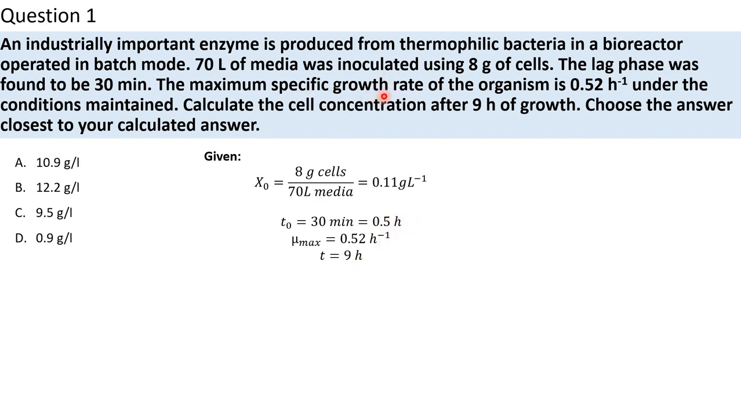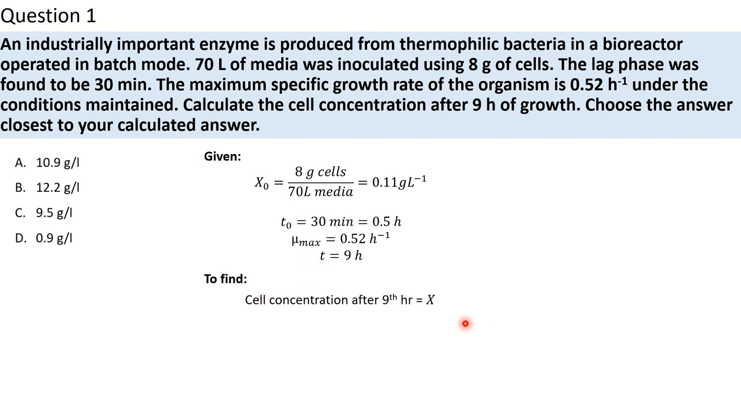The maximum specific growth rate mu max has been given as 0.52 per hour, and what we have to find is the cell concentration after 9 hours. So here our t will be 9 hours, and what we have to find is the cell concentration, that is x, after the 9th hour. So we have written the given data as well as what we have to find from this problem.